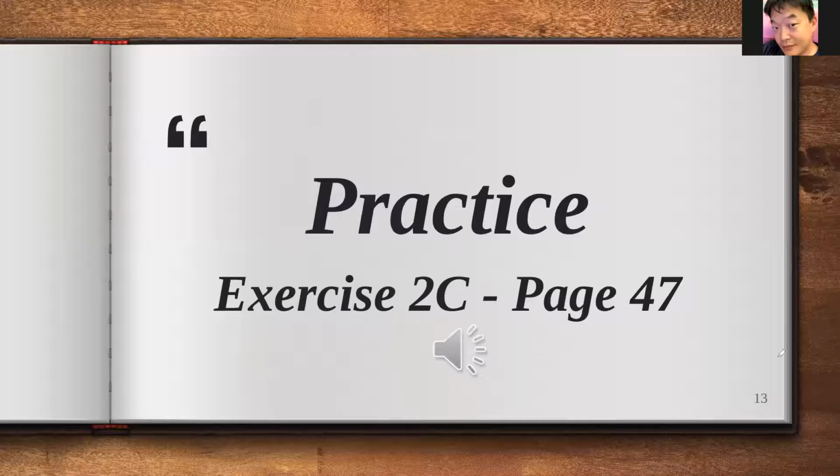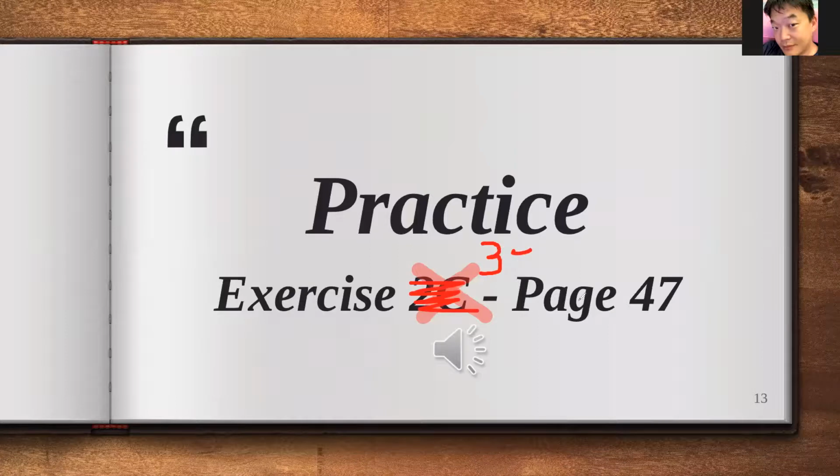Actually, forget about this. It's not exercise 2C, it's exercise 3, okay? This is wrong, I apologize. So go to exercise 3, page 47, at the bottom of your page. This is the right one.